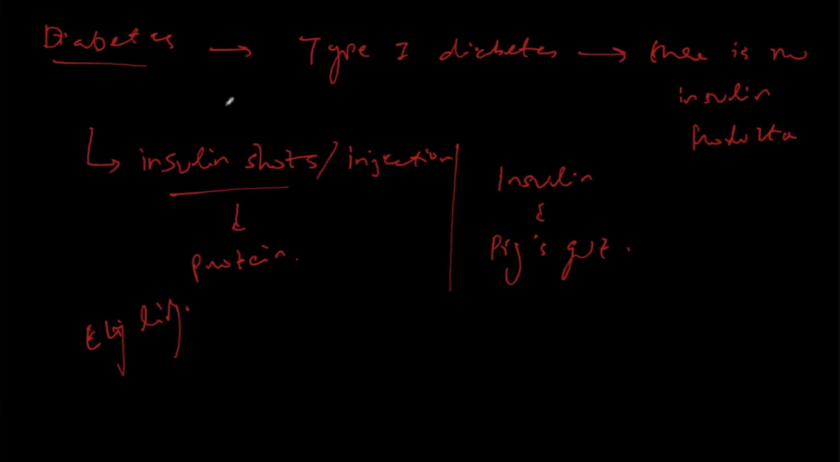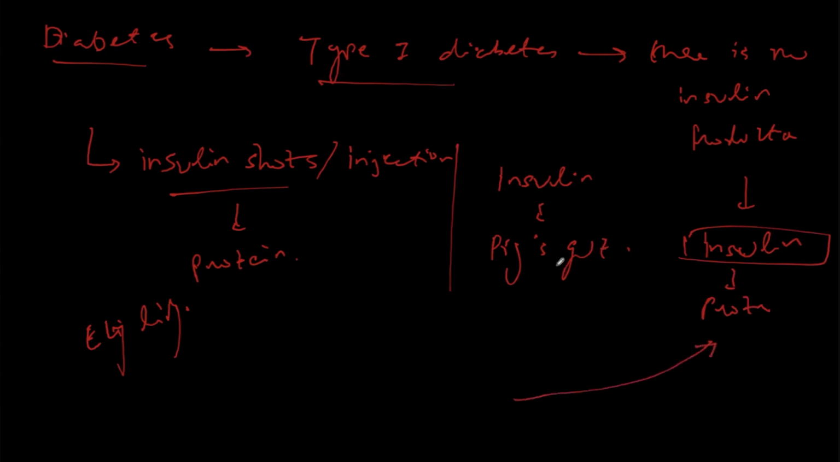So now we understand that in type 1 diabetes people, there is no insulin. So basically, we can inject insulin. That means insulin is a protein. We also know that if it's a protein, it must be synthesized by a gene, the insulin gene, right? So this is our gene of interest.